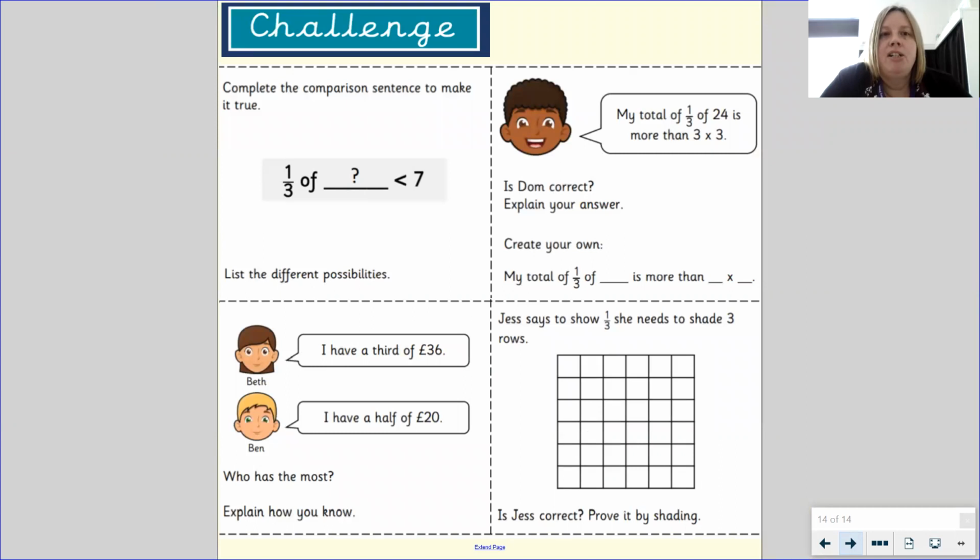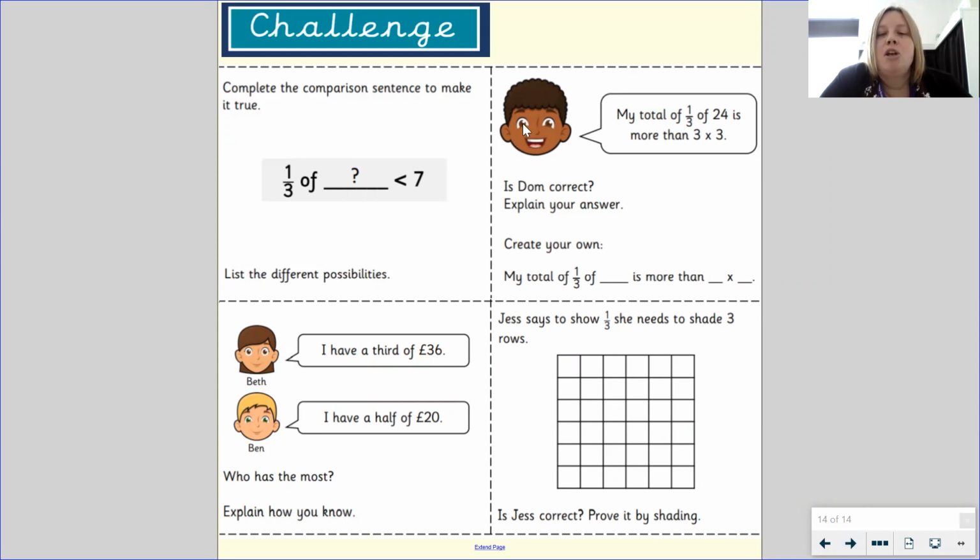And now for your challenges. Complete the comparison sentence to make it true. List the different possibilities. Dom says my total of 1/3 of 24 is more than 3 times 3. Is Dom correct? Explain your answer. Then create your own. Beth says I have 1/3 of 36 pounds. Ben says I have a half of 20 pounds. Who has the most? Explain how you know.